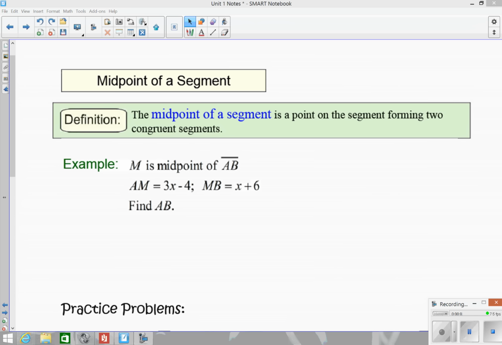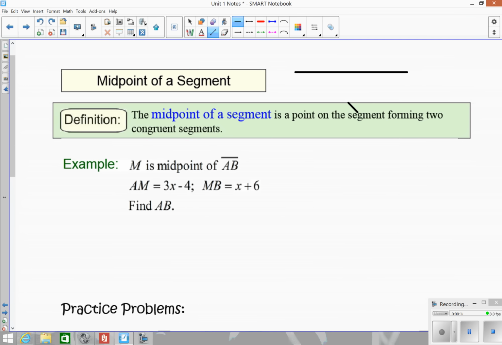In this lesson, we're going to review what a midpoint is and how to solve algebraic problems involving a midpoint. So the first thing is the definition of a midpoint. A midpoint is a point in the middle of a segment. Basically, if I have this segment with endpoints, the midpoint is going to be in the middle of that segment. So it's going to divide the segment into two equal parts.